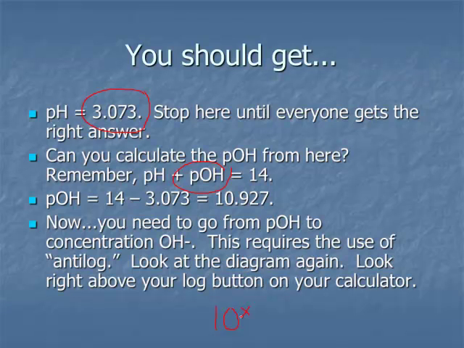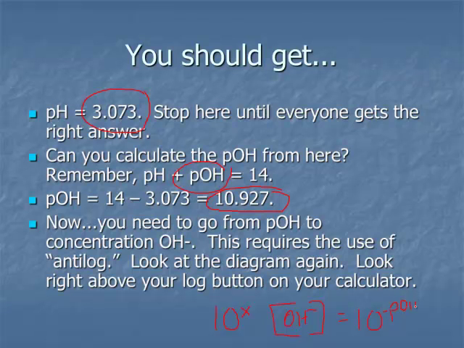You should have something like that. If you have any questions on how to access your anti-log, please, again, raise your hand. So what we're going to do right now is go from your pOH to the concentration of your OH ion. So the formula kind of looks like this. The concentration of OH, remember this is molarity, concentration of your OH ion, would be equal to 10 to the negative pOH.